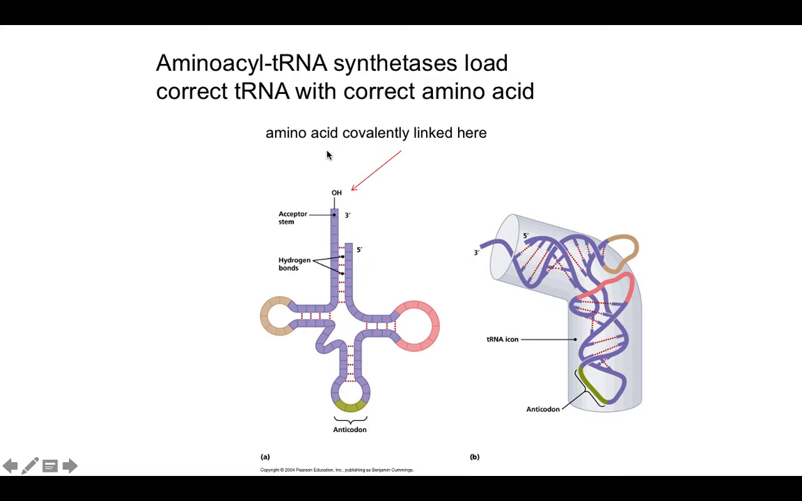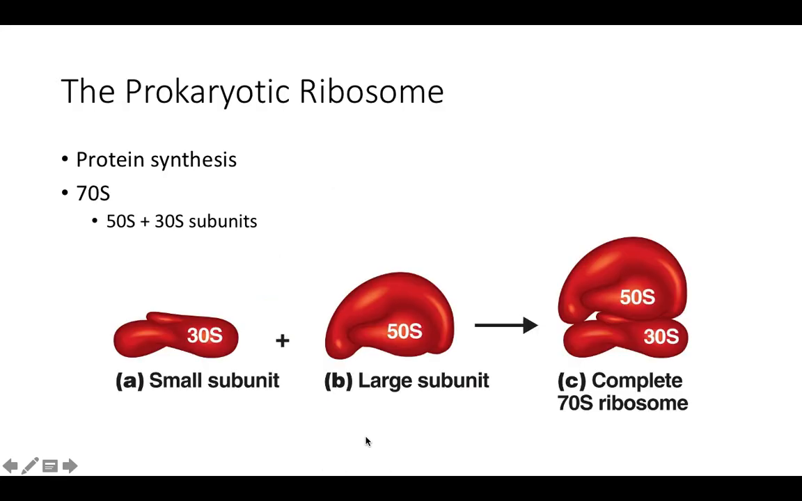At this tip, this is where the amino acid would be covalently linked. The correct amino acid would be covalently linked to the tRNA. And then down here, folks, this is really important. This is the anticodon. So the anticodon is 3 bases, 3 complementary bases to the specific codon on the mRNA. So this is our adapter or our translator molecule. Pretty amazing.